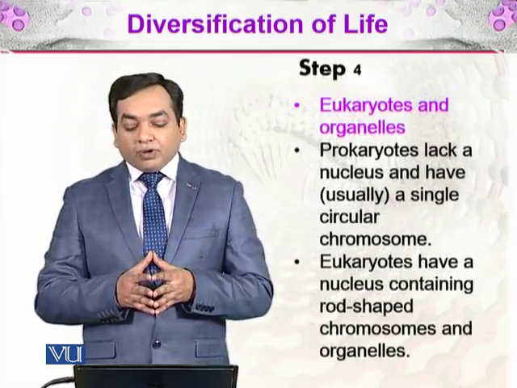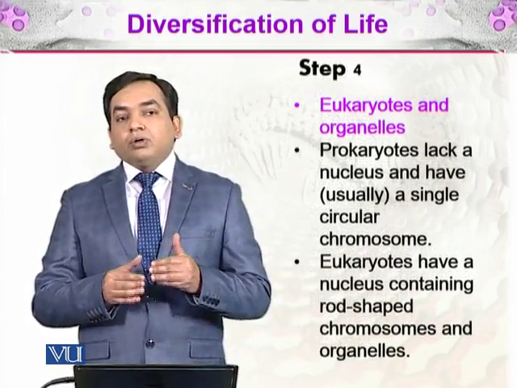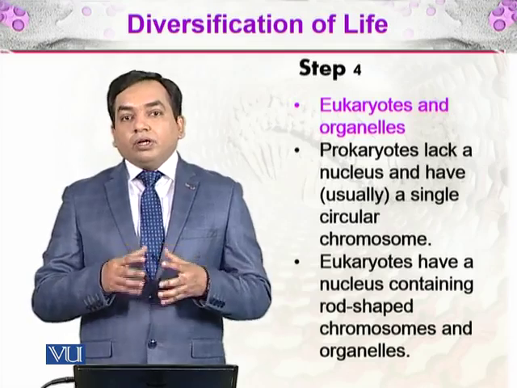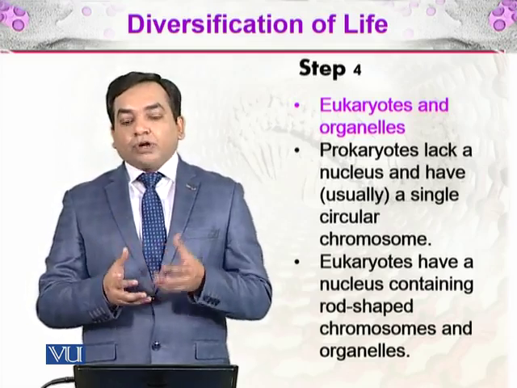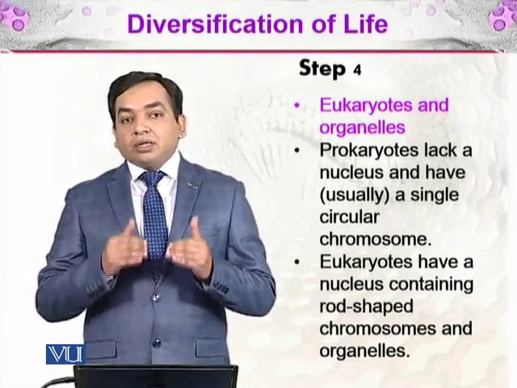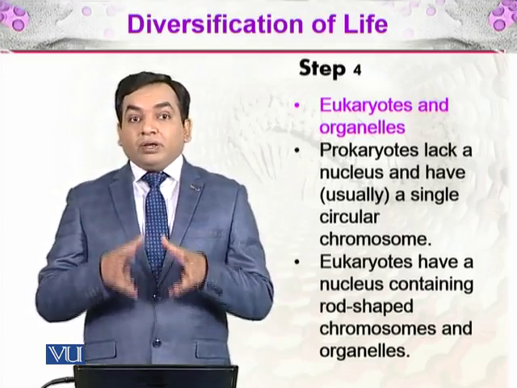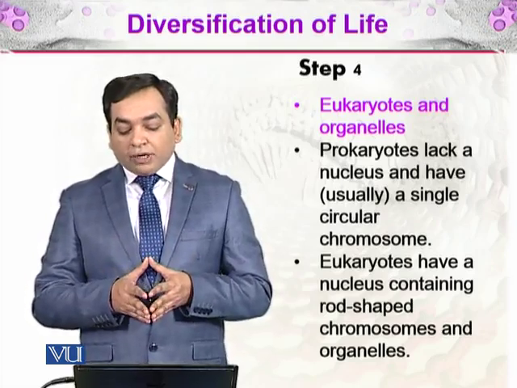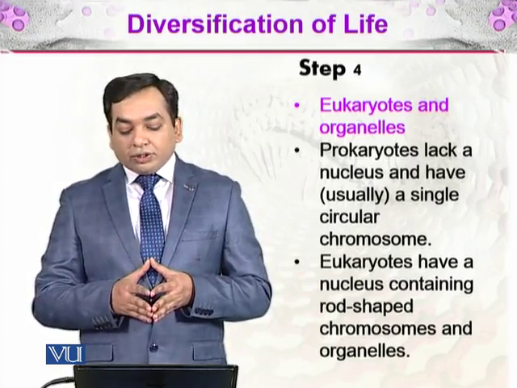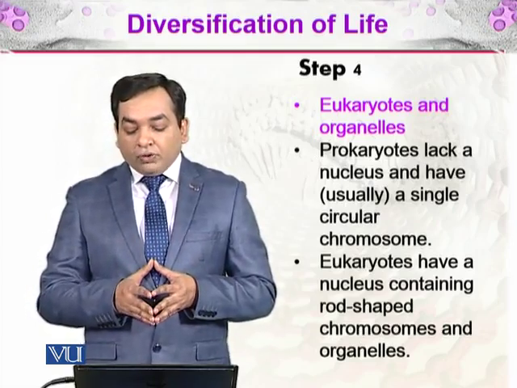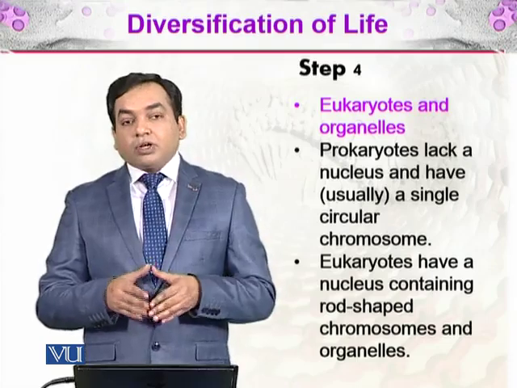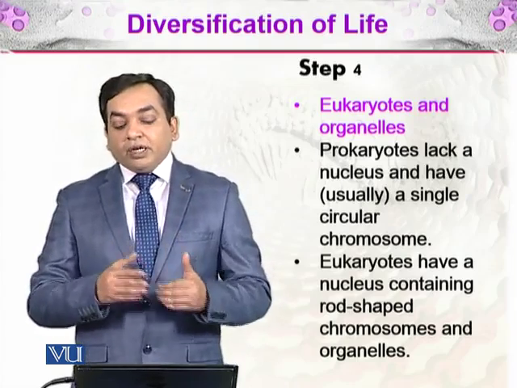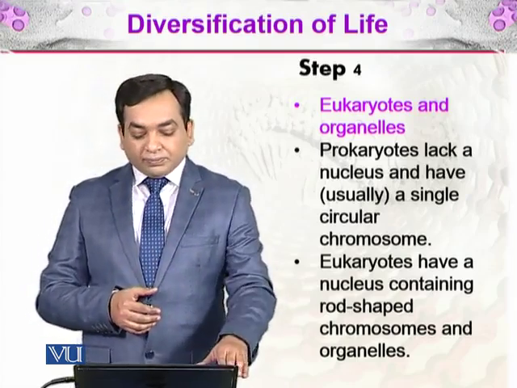And then there is step 4, which is eukaryotes and organelles. The prokaryotes were the earlier organisms, and they developed nuclei, and they became much more advanced eukaryotes. They had a certain division of labor among their internal cellular structures, and we call them organelles. Prokaryotes lack a nucleus and usually have a single circular chromosome, and eukaryotes have a nucleus containing rod-shaped chromosomes and organelles. So in step 4, life has progressed from RNA to eukaryotes and organelles.